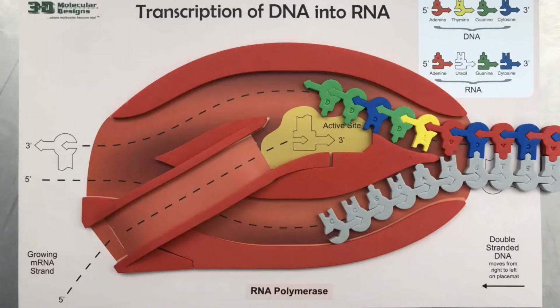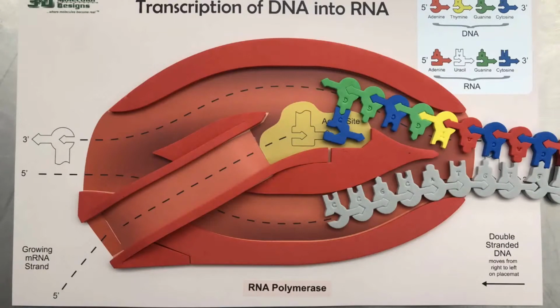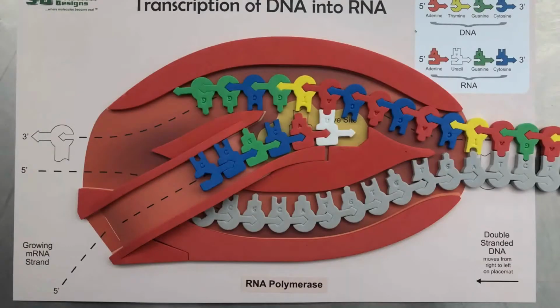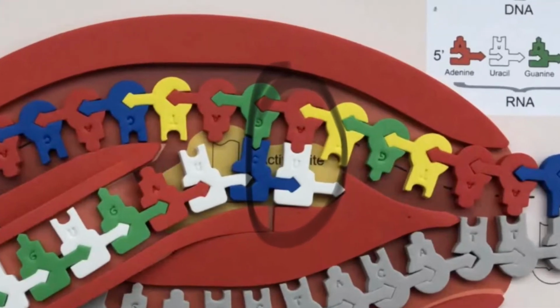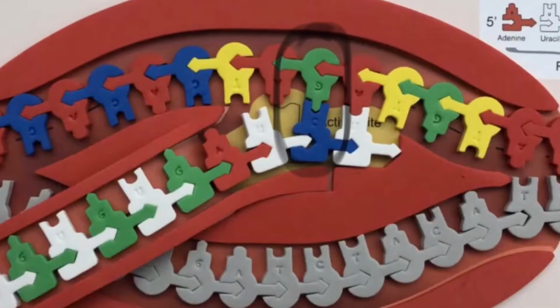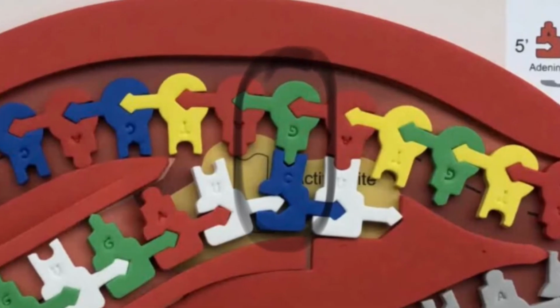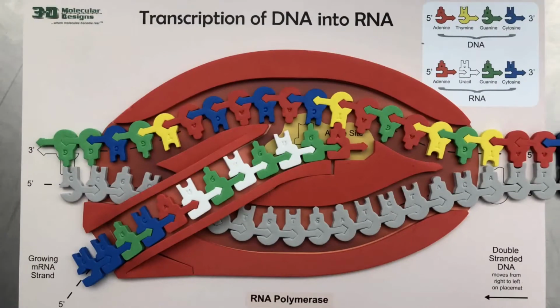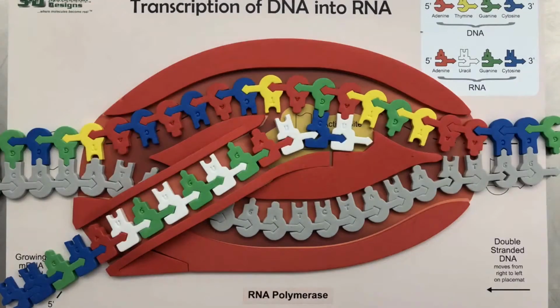Next is elongation, where the RNA polymerase moves along the template strand and starts transcribing the new mRNA by adding base pairs that are complementary to the DNA template strand. For example, A pairs with U, T pairs with A, G pairs with C, and C pairs with G. Note that the RNA transcript should be identical to the DNA coding strand except with U's in place of T's.